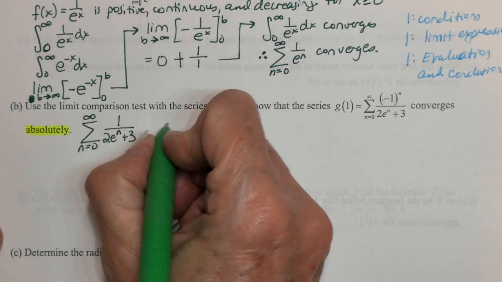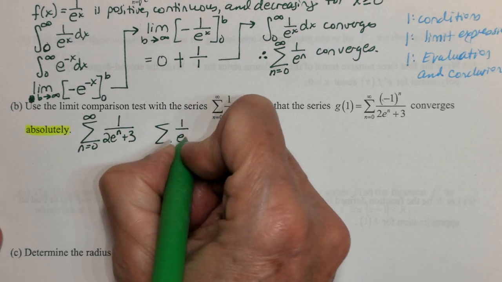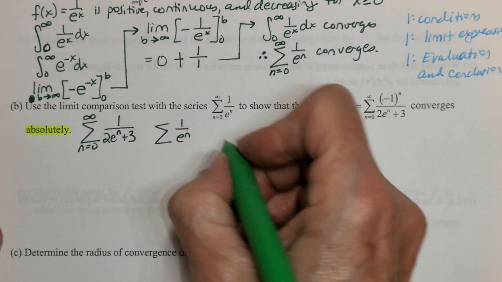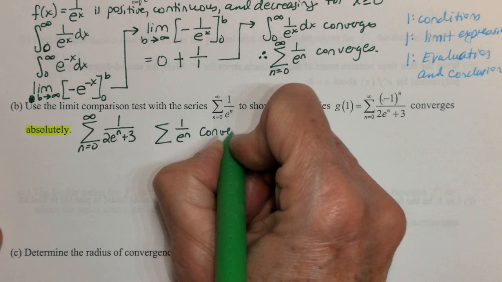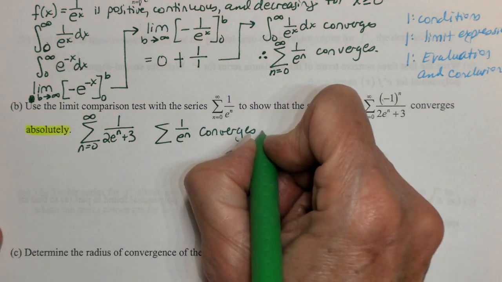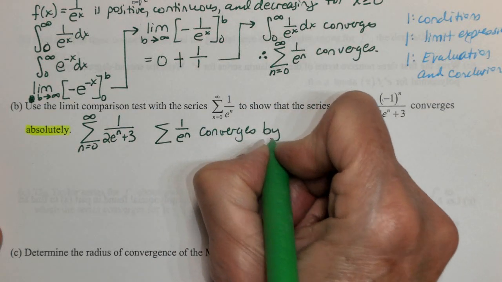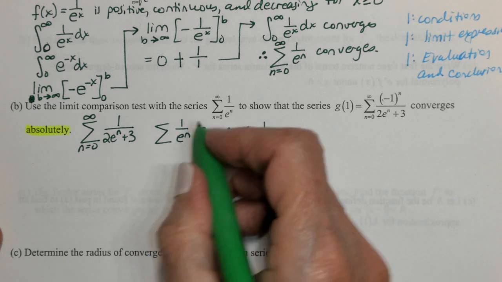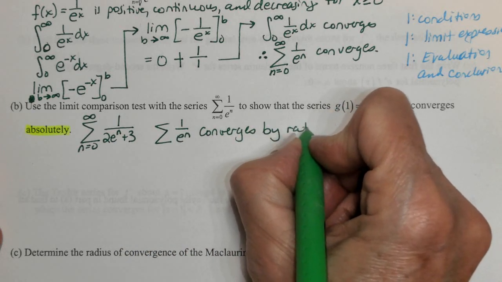Okay? So 1 over e to the n converges by what test? What test? That's a ratio test.